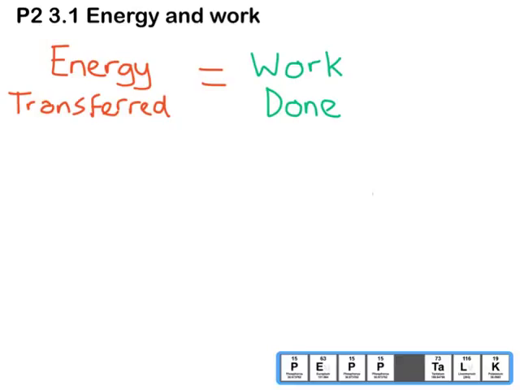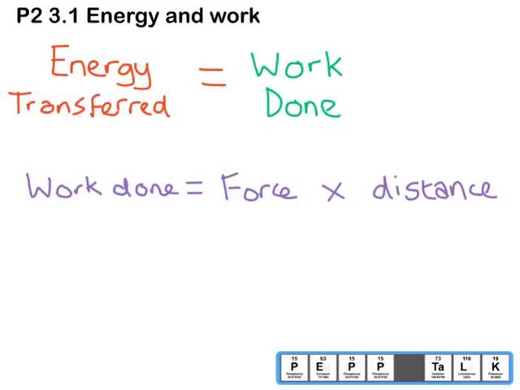Now, the amount of work that has been done does depend on a couple of factors. Firstly, it does depend on the size of the force that you are applying. And secondly, it depends on the distance over which you apply that force. And these two factors can actually be used to calculate the amount of work done, because if I multiply the force I'm applying by the distance I apply it for, what I actually get out of that is the amount of work that's actually been done.